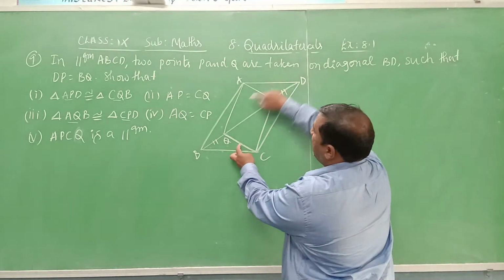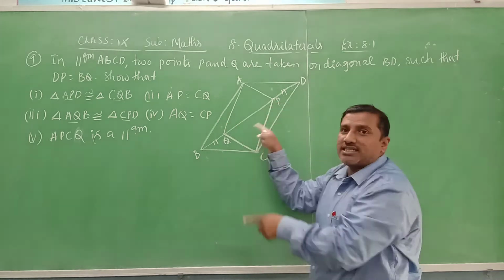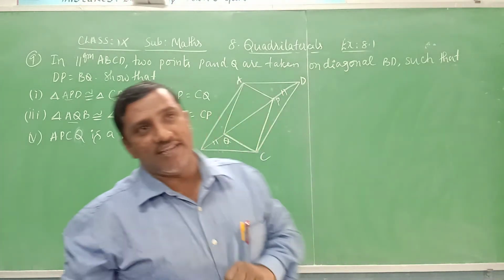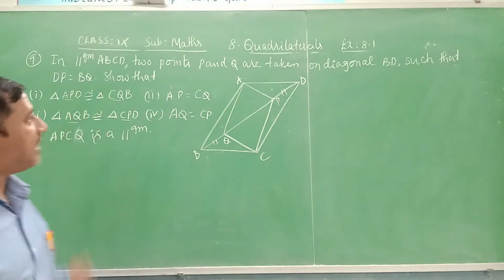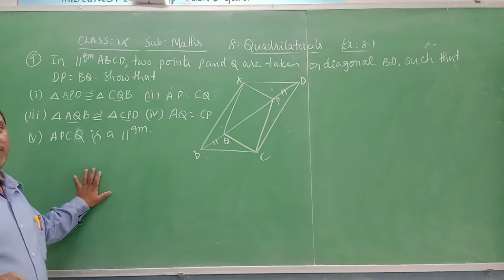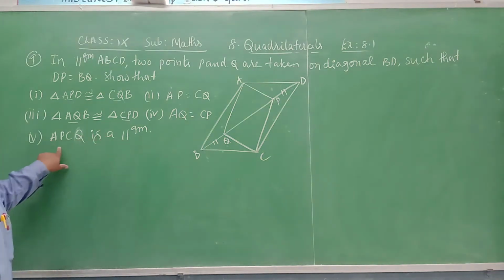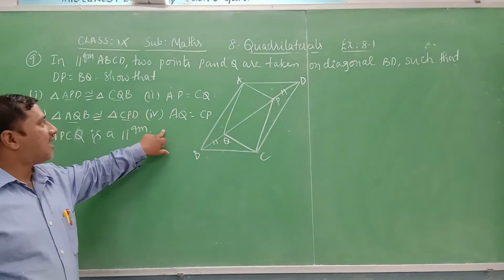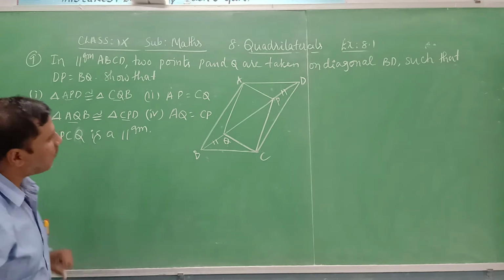From the second and fourth proofs, AB is equal to CQ and AQ is equal to CP. That is, two pairs of opposite sides are equal. Therefore, it is a parallelogram. So the fifth result can be proved from the second and fourth. Now we will prove them one by one.